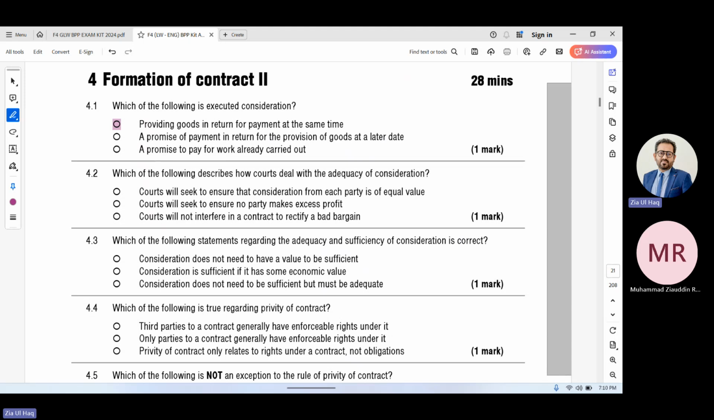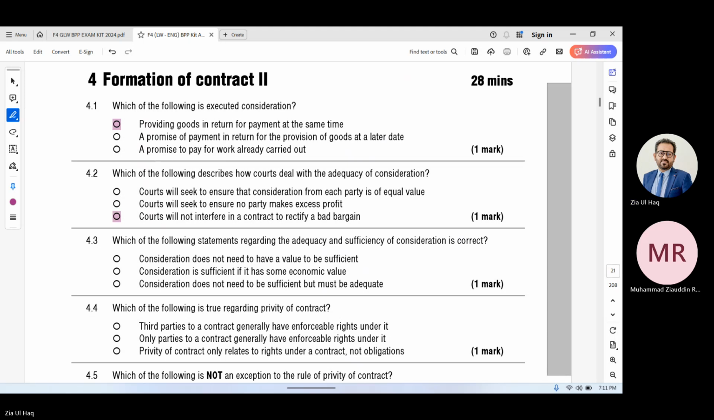Consideration must be sufficient. Need not be adequate. The court will seek to ensure that consideration from each party is of equal value. No. One party giving something of bigger value, the other party giving something of lesser value, that will be accepted. The court will seek to ensure no party makes excess profit. No, one party can make excess profit. The court will not interfere in a contract to rectify a bad bargain. Bad bargain means where one party gives something bigger, the other party gives something lesser. If they have bargained, they have decided. So the court will not interfere. So option C.